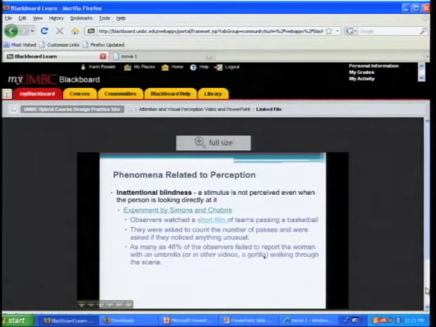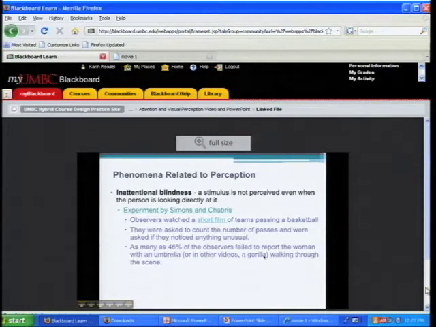In the experiment by Simons and Chabris, the observers watched a short film of teams passing a basketball. They were asked to count the number of passes and were asked if they noticed anything unusual. This is what you did. In your video, a woman walked through the scene carrying an umbrella. Many people probably did not notice this. Some may have. Simons and Chabris also did a second, similar experiment, in which a man walked through in a gorilla suit, stopped in the middle, and pounded his chest.